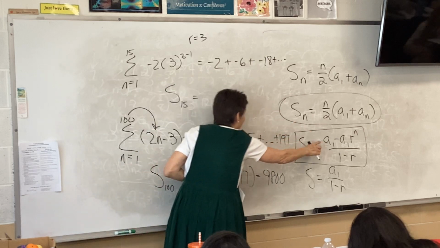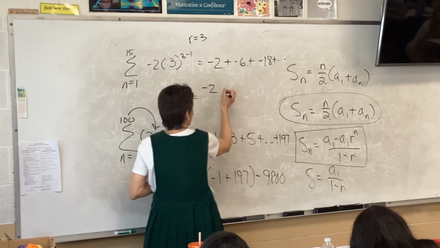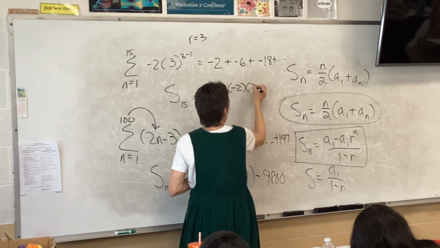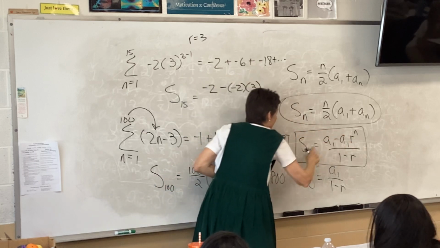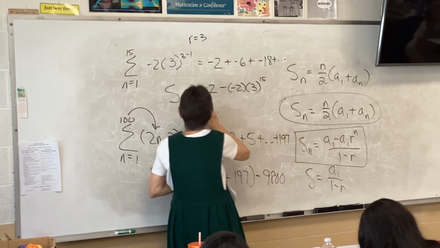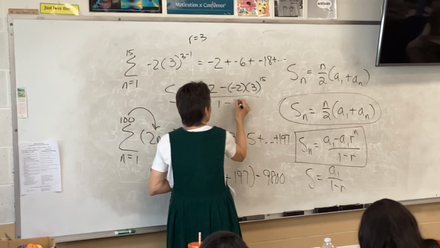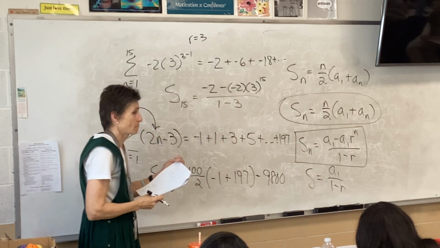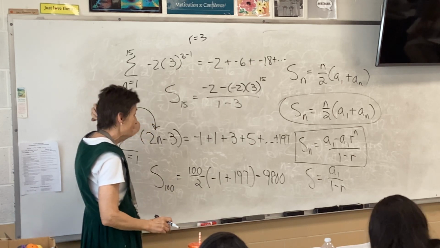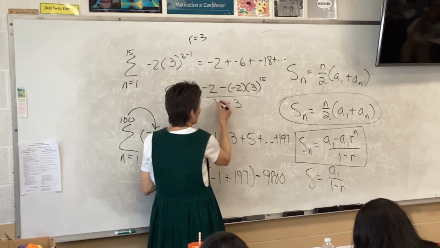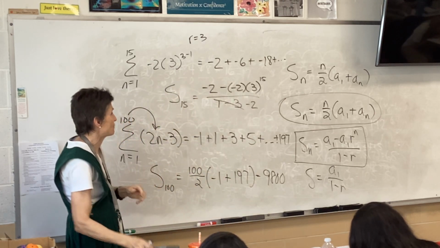The first one we calculated to be -2. The ratio we figured out was 3. The exponent is going to be 15. These match. And 1 minus the ratio. These can be a little wacky to type in. So I always just go ahead and do my denominator. My denominator is going to be -2.